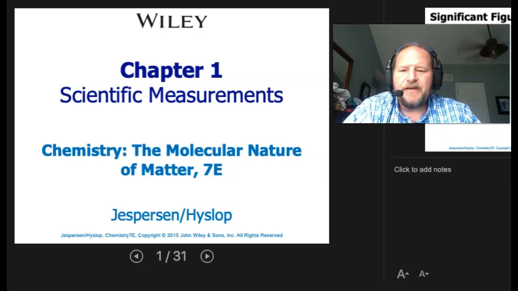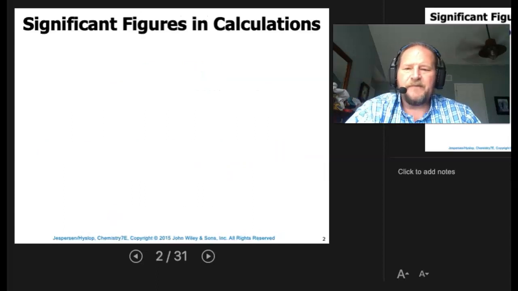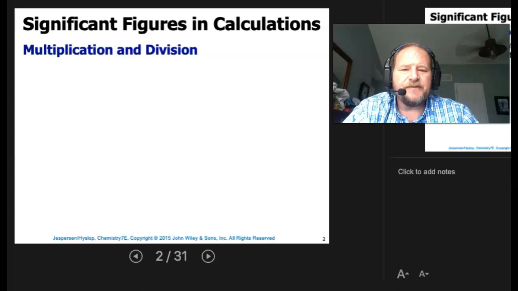Segment number 3 of chapter 1 for Chem 150. This should be our third and final segment. We left off with sig figs and calculations, and so first we're going to focus on multiplication and division.